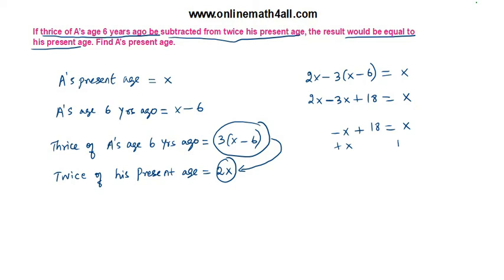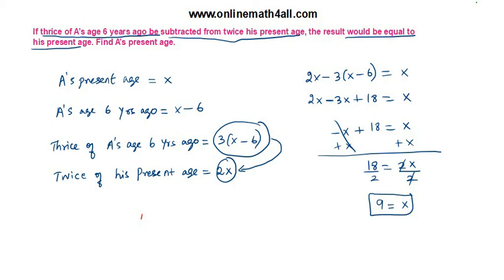Now to solve for x, add x to both sides, then negative x, positive x will cancel out, 18 is equal to 2x. Now I have the variable on only one side of the equation, that is on the right side. So now I divide both sides by 2 to solve for x. So 2 will cancel out, 18 divided by 2 will be 9. So x is equal to 9. So that means A's age is equal to 9 years.